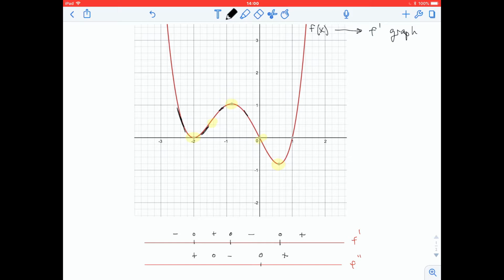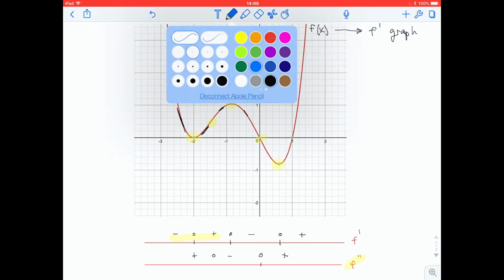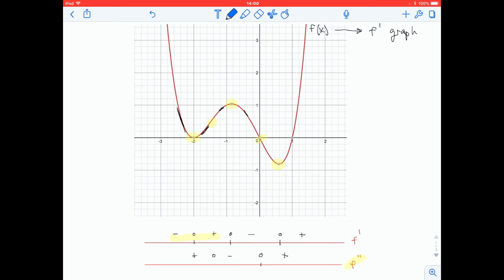Remember that the signs of the second derivative here are going to tell us what should be happening to the slope of the graph that we're about to draw. So let's get going on this. We know that there is a critical point at x equals -2. We can also see that the derivative is changing from negative to positive on this graph. So we need to draw a graph that goes from negative to positive at x equals -2. So something like this.